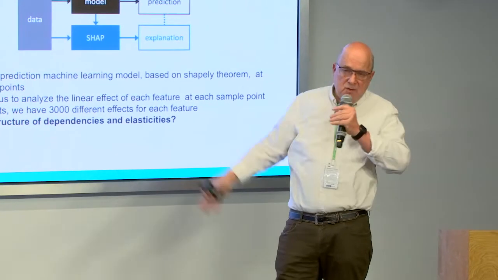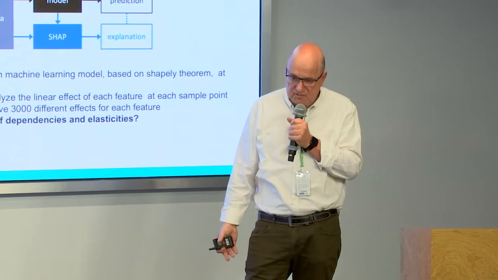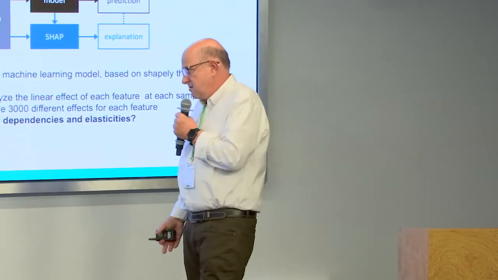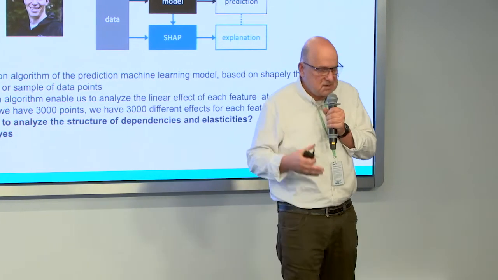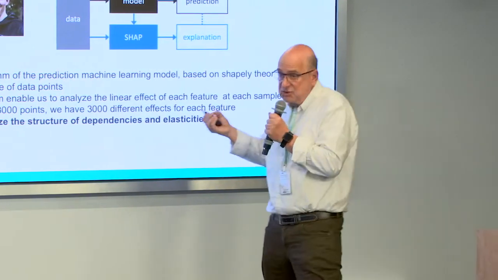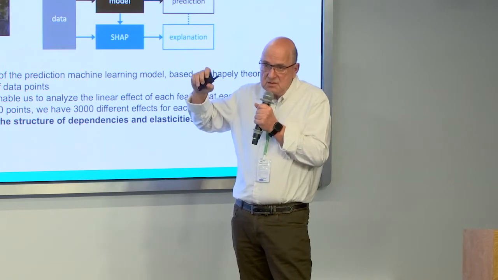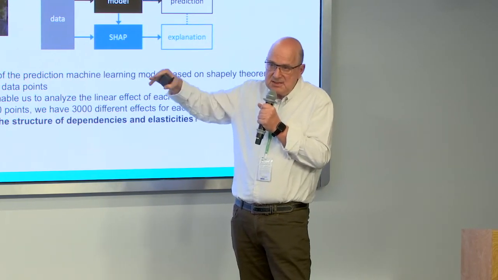So this is the basic idea. We take a random sample from the space of the observations, maybe 3,000, 4,000, 5,000, 10,000. For each one of them, we do that linearization in the area of the point.